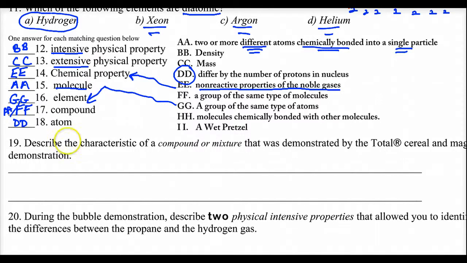All right. Number 19, describe a characteristic of a compound or a mixture. In the Total cereal and magnet demonstration, we noticed that we were able to move a flake of Total on water with the magnet. The magnet moved the entire flake. It was attracted to it because of the iron on it. So what we can say is that in a mixture, because we knew that the iron and the flake weren't bonded, they just added the iron and fortified the cereal.